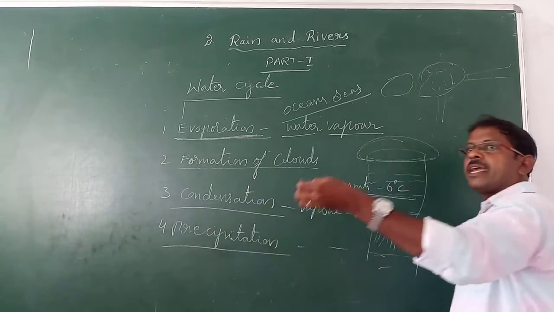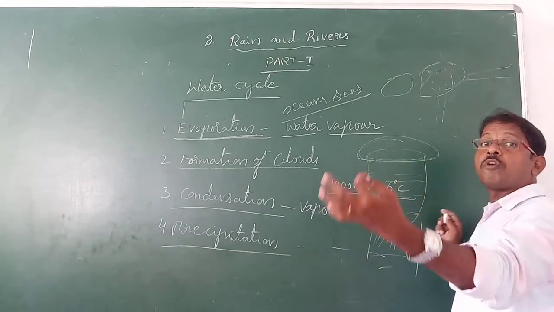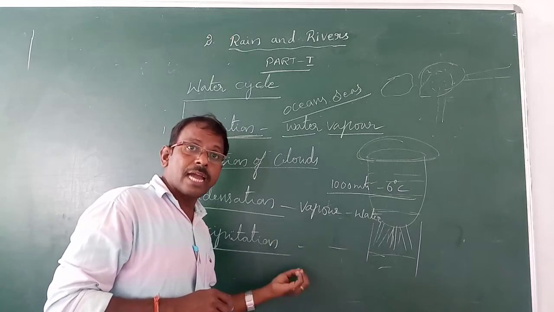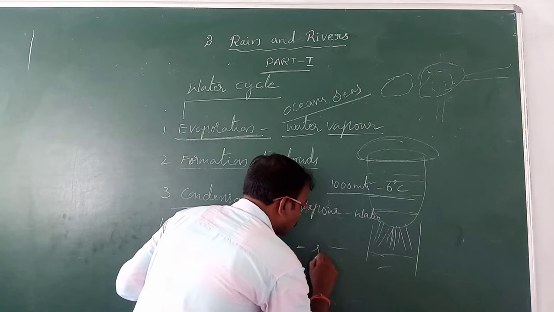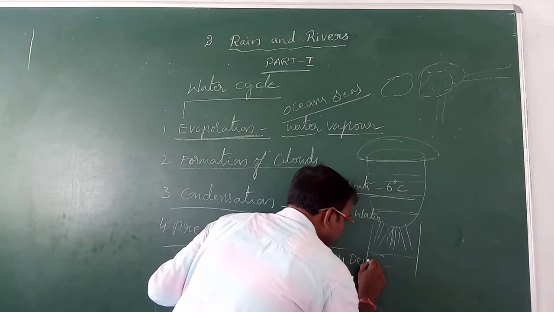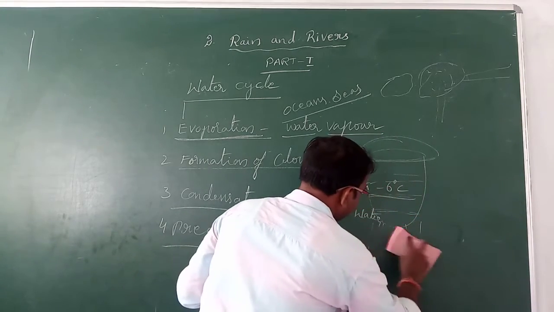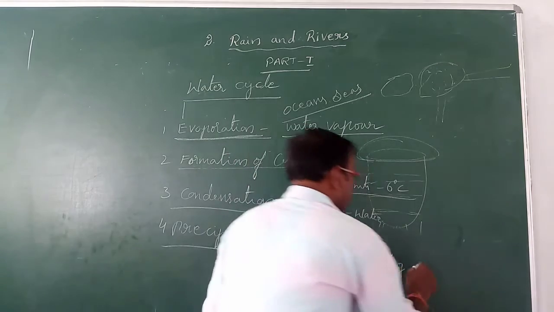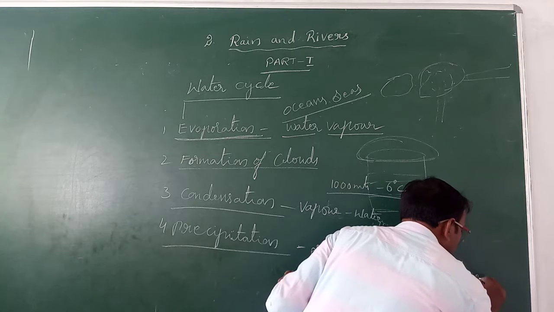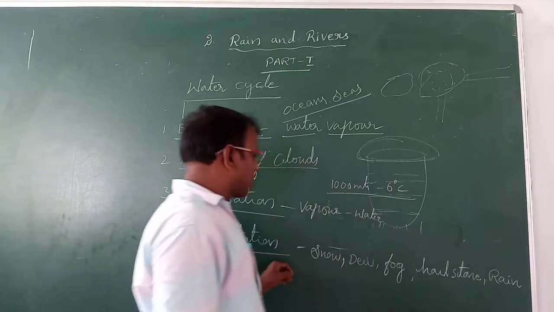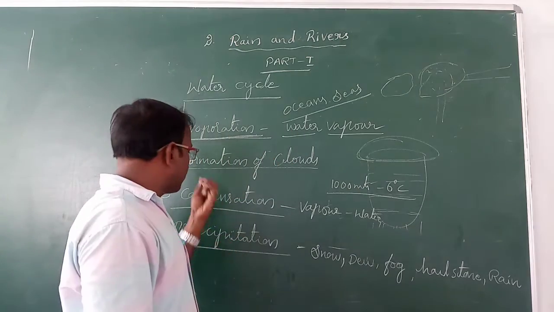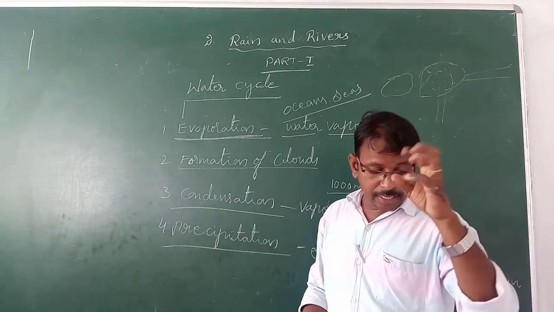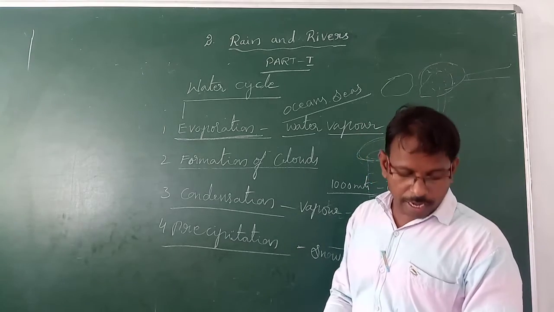When condensed water again falls on the earth. They fall on the earth in different forms. Not like water. We can't say that the water vapor changes to water and that will be water. Sometimes the water will fall on the earth in different forms, like snow, dew, fog, hailstone, and rainwater, etc. The condensed water falls on the earth in different forms. Different forms of rain, we can say. Different forms of rain is called precipitation.